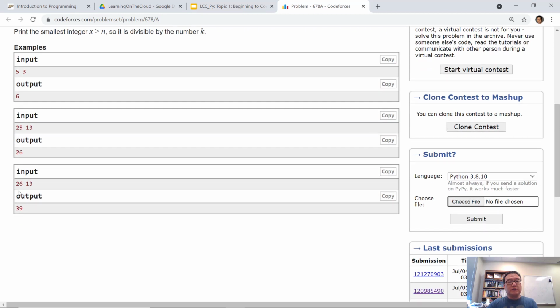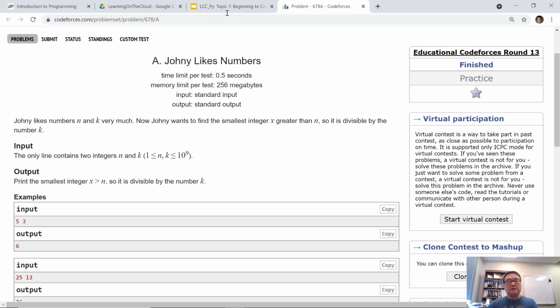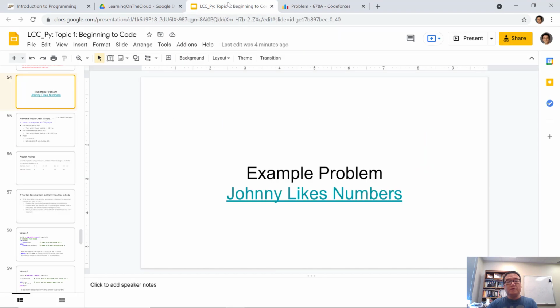So the last sample, we have 26 and 13. And the output is 39 because 26 is a multiple of 13. But 26 is not greater than itself. So we want the output to be greater than n. Equal is not allowed. So that's this problem.